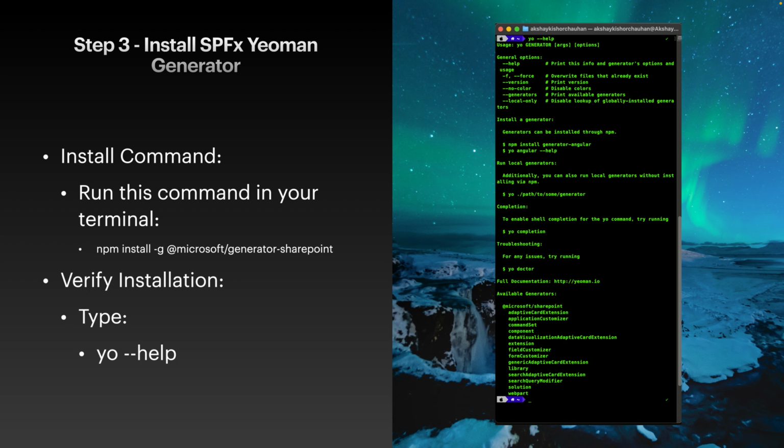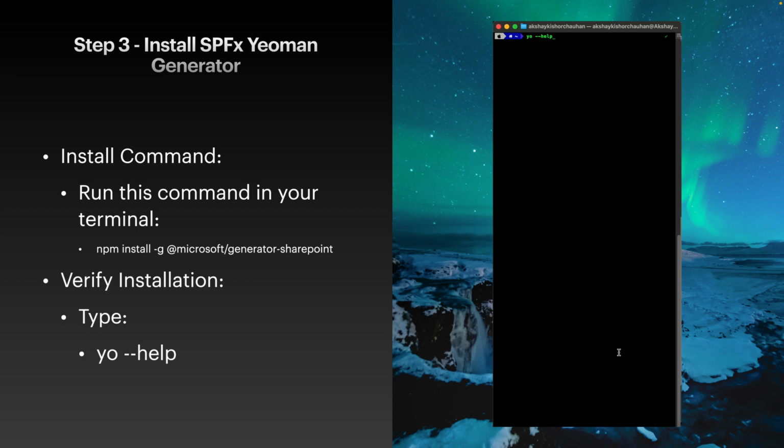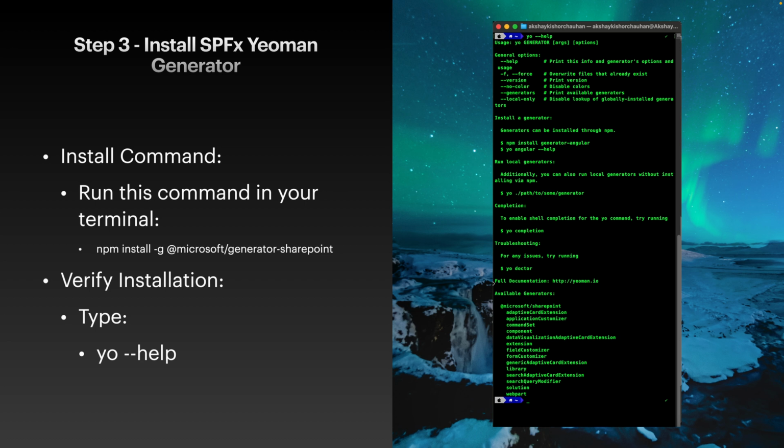Here is a quick demo on how to do that. Once you open your terminal, type yo --help and press enter. Under the list of available generators, if you see Microsoft/SharePoint, that means it's installed successfully and you're ready to go.